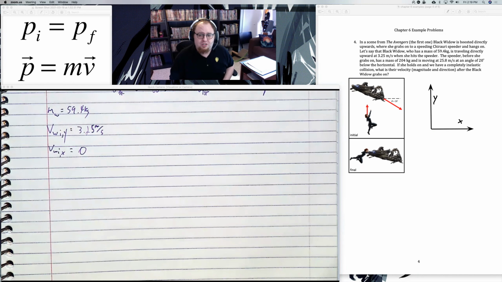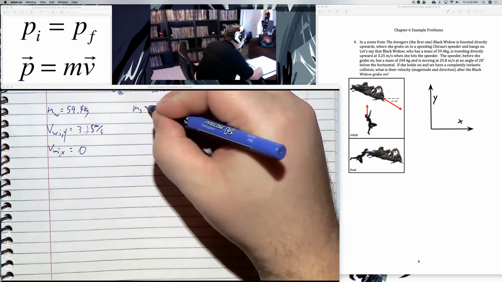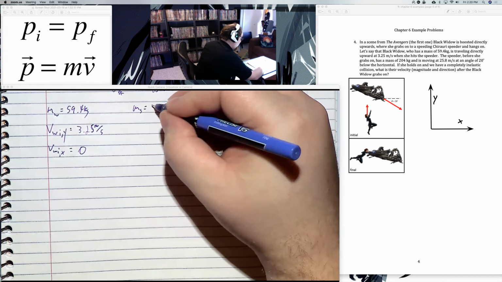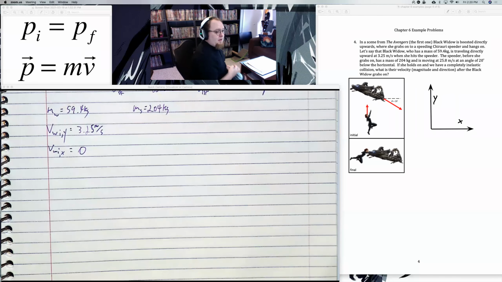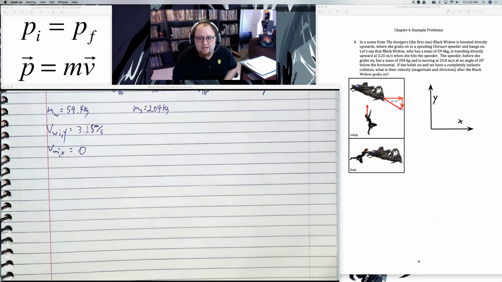The Speeder, before she grabs on, has a mass of 204 kilograms. And it's moving at 25.8 meters per second at an angle of 20 degrees below the horizontal. That means it's going at 25.8 that way, but at some weird angle. I know anytime my velocity is at an angle, I need to break it into components. I'm going to want to break this into its x component and its y component. Or to draw this in a more traditional sense, this arrow would be over here.